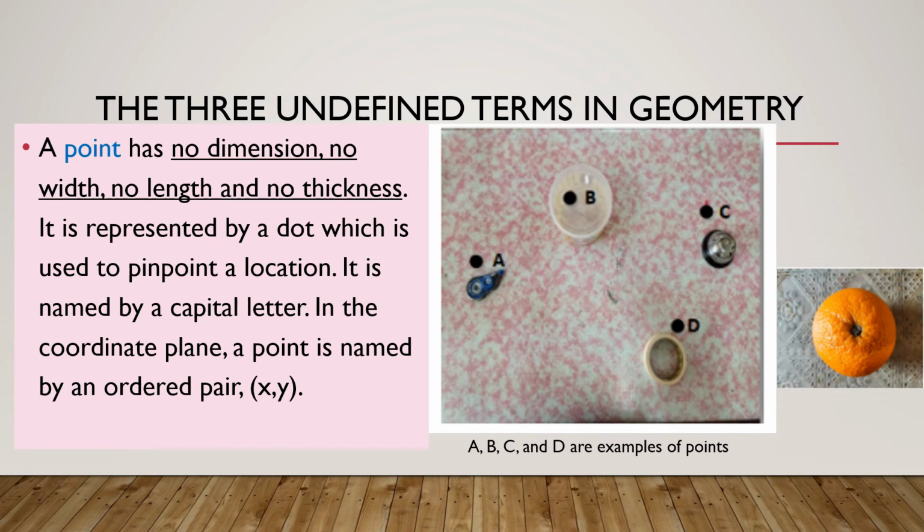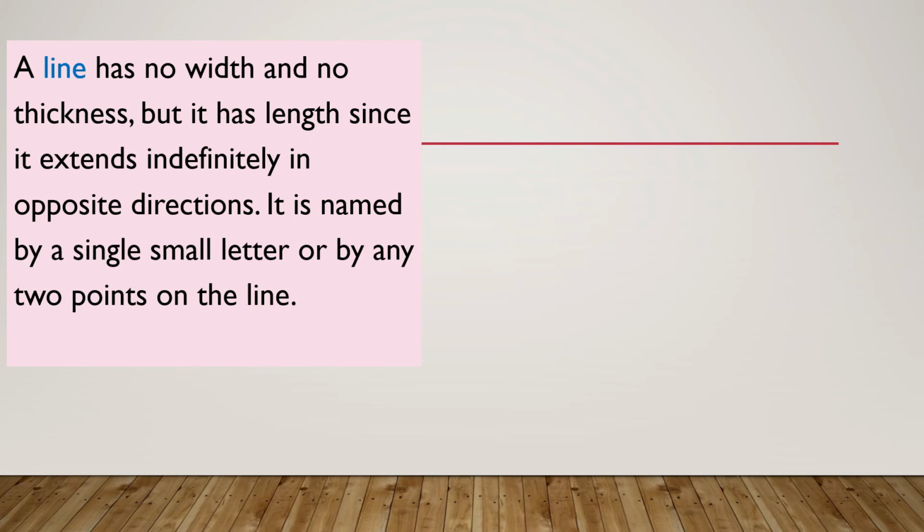The next one we have here is a line. A line has no width, no thickness, but it has a length. Since it extends indefinitely in opposite directions, it is named by a single small letter or by any two points on the line. Even though it has a length, it has no width and no thickness. That is a line.